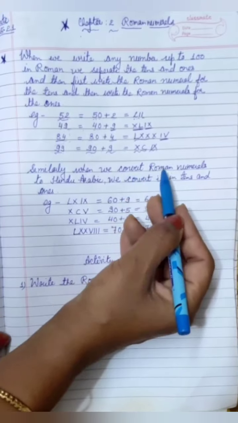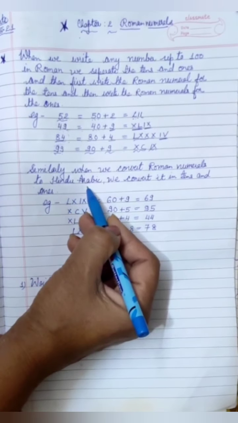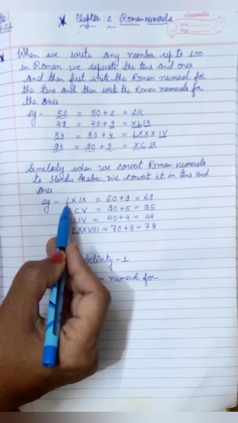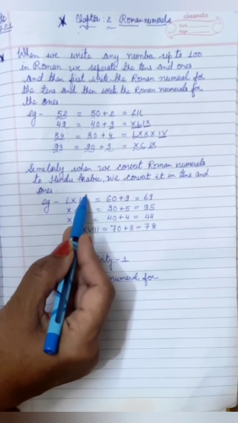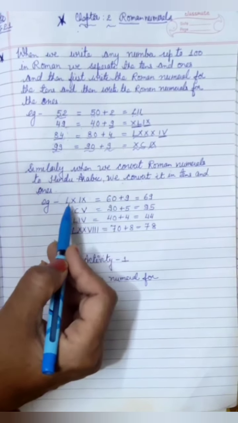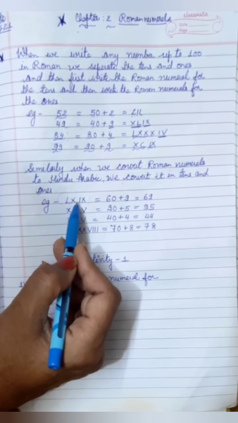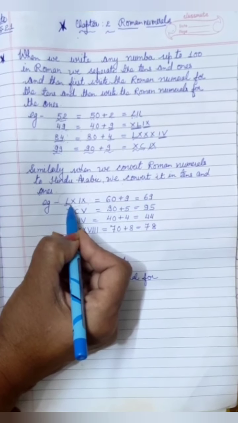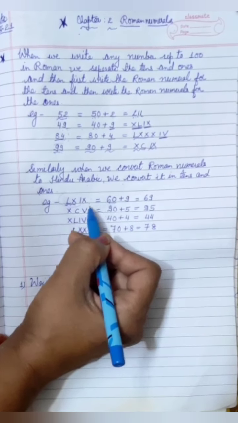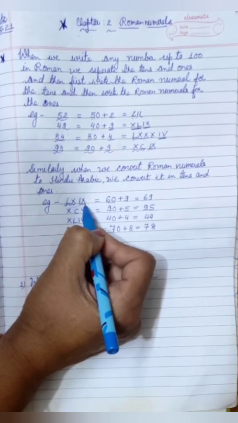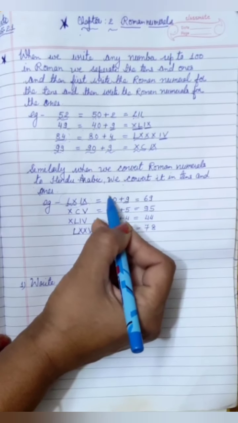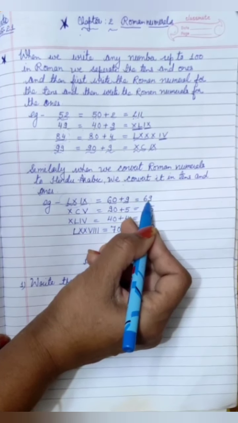Similarly, when we convert Roman numerals to Hindu-Arabic, we convert them in tens and ones. For example, LXIX is written in Roman and we convert it into a Hindu-Arabic numeral. First we divide it into tens and ones. Here, the tens group is LX, so for LX we write 60. And IX is in the ones group, so we write 9. That is equal to 69. If we add together, it becomes 69.